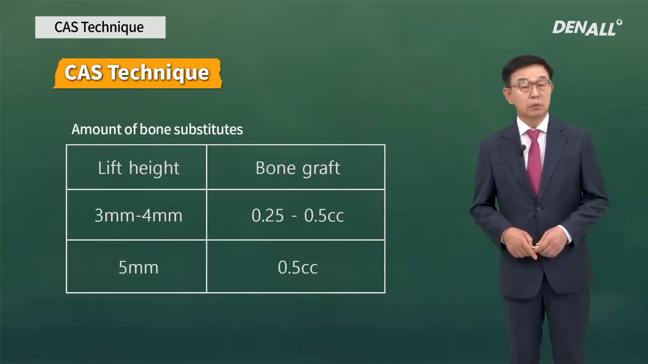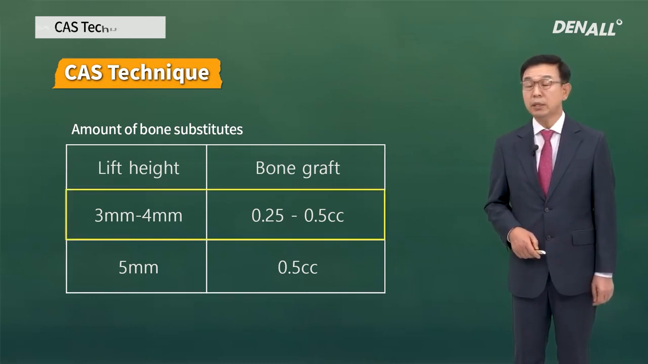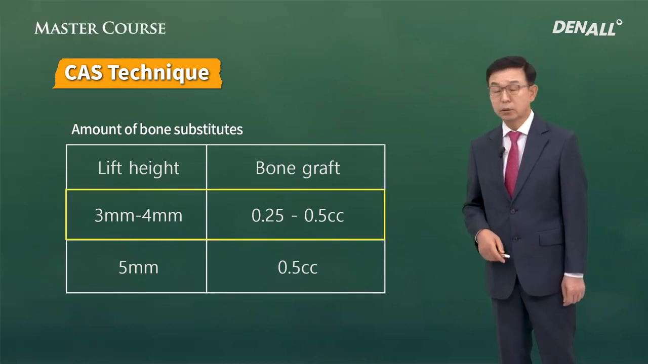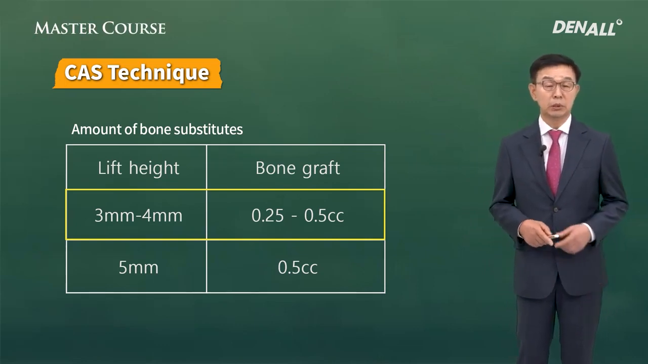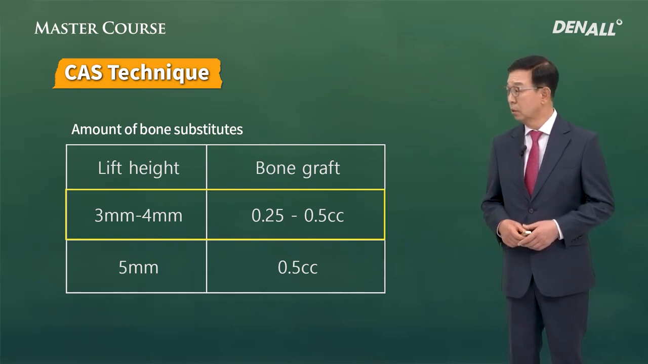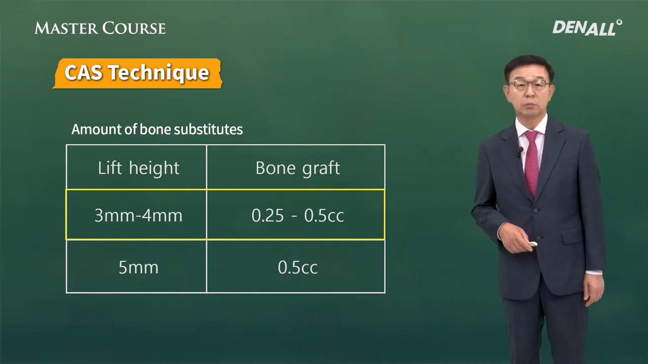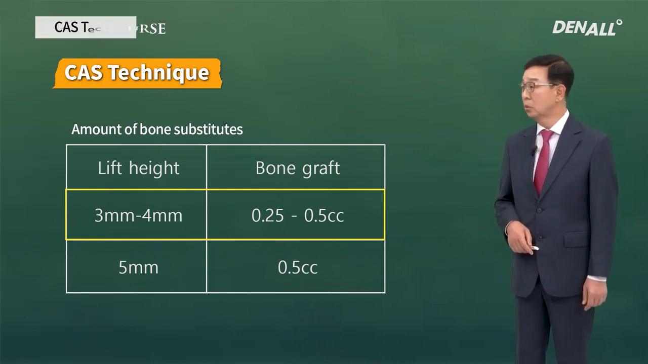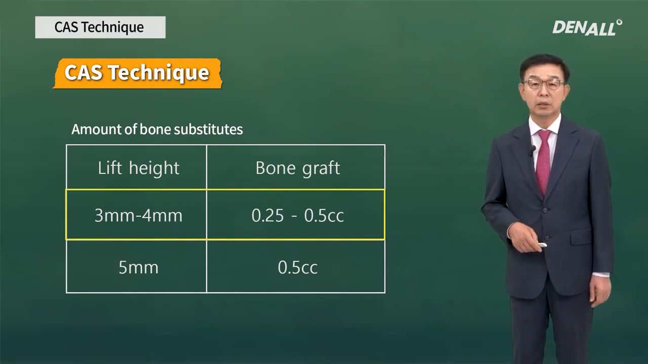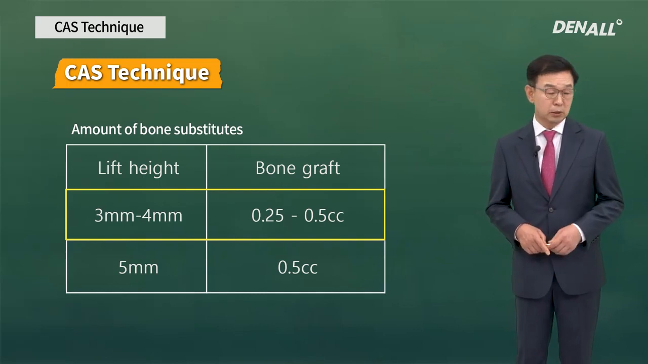In the case of crestal approach, unlike lateral approach, when we do bone graft, we determine the amount of bone graft and then proceed with the surgery. It's a blind technique. If you put it in excessively, the sinus membrane can be perforated. You do sinus lift by 3 to 4 millimeters. You use 0.25 to 0.5 cc, and that should be sufficient.